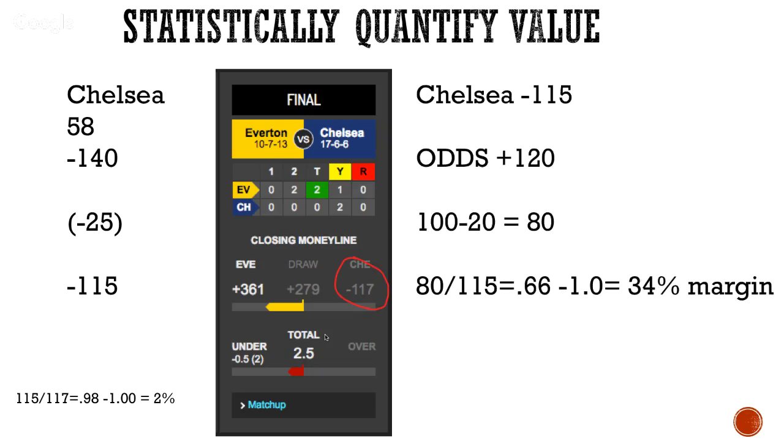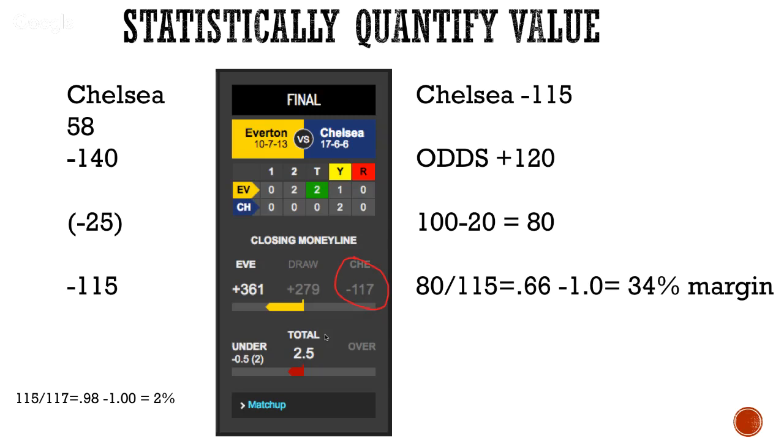Now, let's suppose, just hypothetically, Chelsea again is minus 115, but let's say the odds for this game were plus 120. So what we do here, we can't just take 115 minus 120. We realize that plus 120 is a dog number. So what we have to do is convert that dog number into a number that can be divided by the 115.